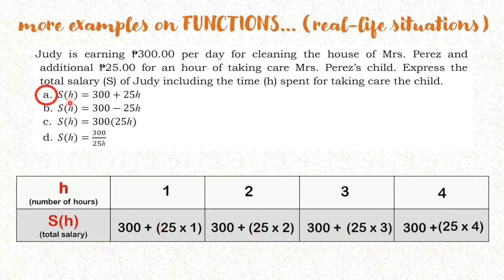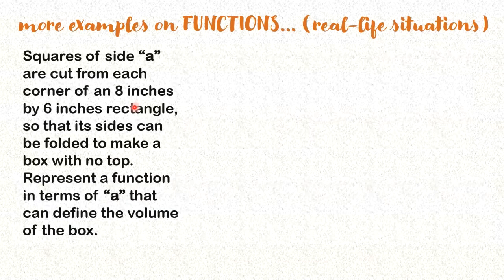So, yung salary na na-receive ni Judy is equal to 300 plus 25 times the number of hours Judy spent for taking care the child of Mrs. Perez. Okay. Let's have this last example. Squares of side A are cut from each corner of an 8 inches by 6 inches rectangle so that its sides can be folded to make a box with no top. We're going to look for the volume of the box in terms of A. So we're going to look for a function here.